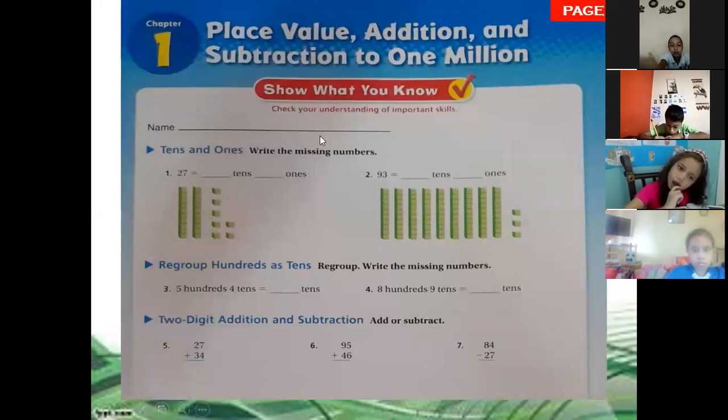Page 3. We're going to review and refresh the knowledge we have about this topic. Tens and ones. Let's begin with tens and ones. We have to write the missing numbers. We have to write the tens and the ones of 27, and also we have 27 illustrated as tens and ones blocks.